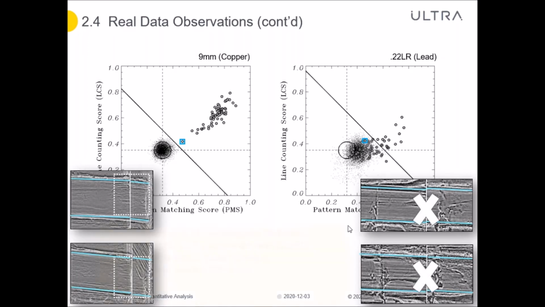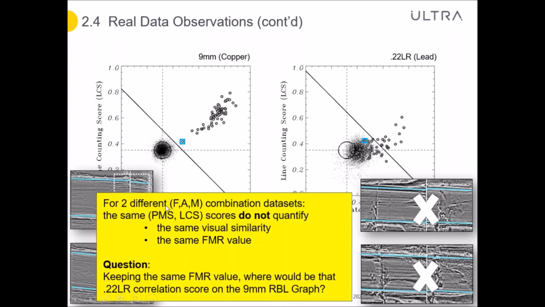So we can conclude that for 2 different FAM combination data sets, for example, our 9mm and 22 right here, the same pattern matching score and line counting score do not quantify the same visual similarity. That's what we just proved. Secondly, they do not quantify the same false match rate value. In that case, I have a false match rate index of 3, and in that case, I have a false match rate index of 5.